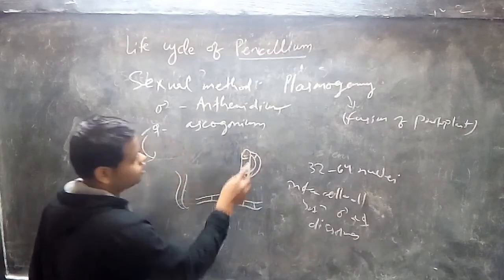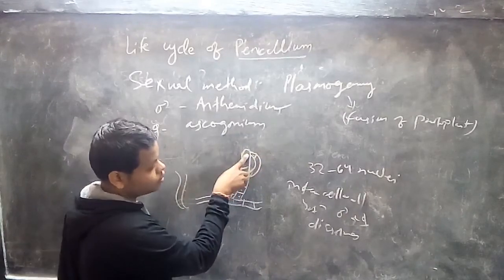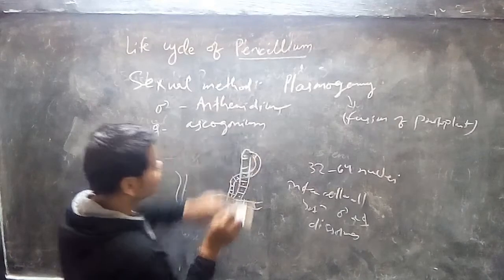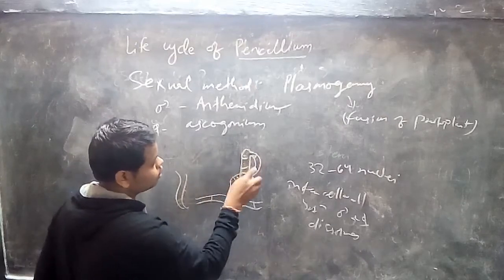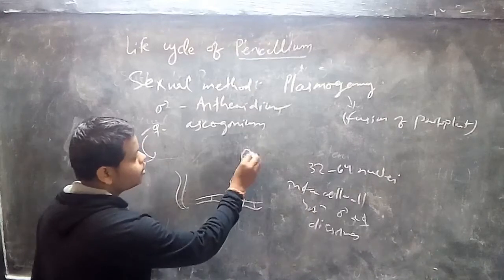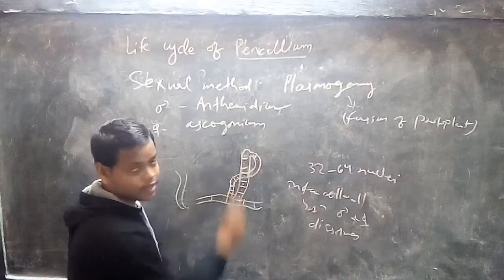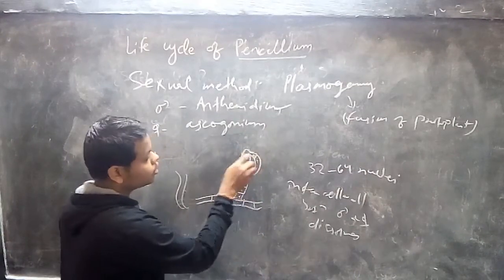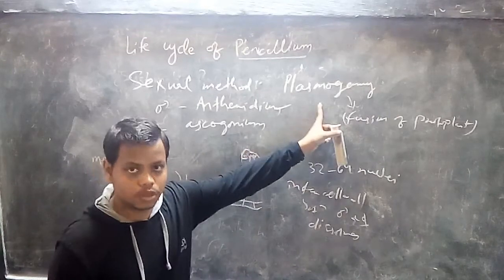Okay, this is the tip of the antheridium, this is the ascogonium, and this is the intercellular space. This intercellular wall dissolves. After the dissolution of the cell wall, the two protoplasts of the antheridium and ascogonium intermix. But in this intermixing, only the protoplasts mix. The nuclei of the antheridium do not enter into the ascogonium. It is very important. That's why it is known as plasmogamy.